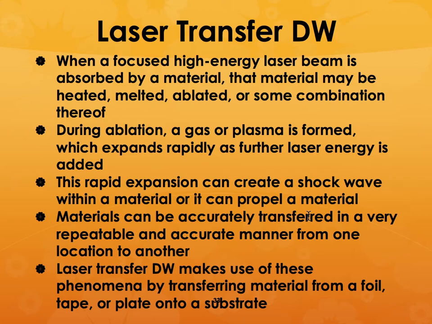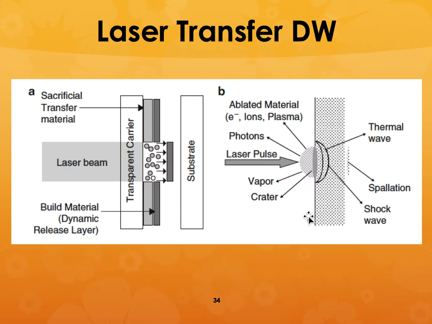You can use this method to transfer the material from a foil, tape, or plate onto a substrate. So you do this, and then that gas or plasma will go and deposit onto a substrate. That substrate might be upside down, and you can deposit this material. And if you combine that with a masking process, you can deposit it in a very accurate manner.